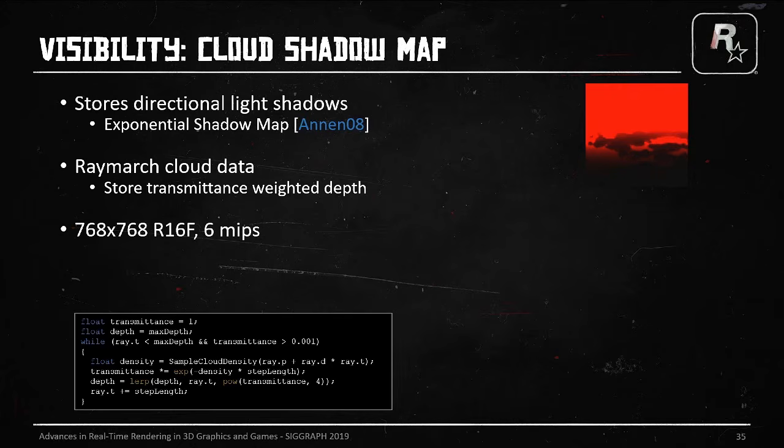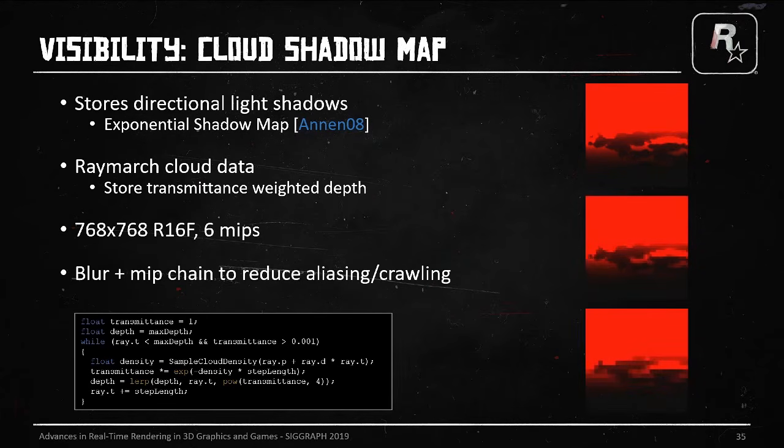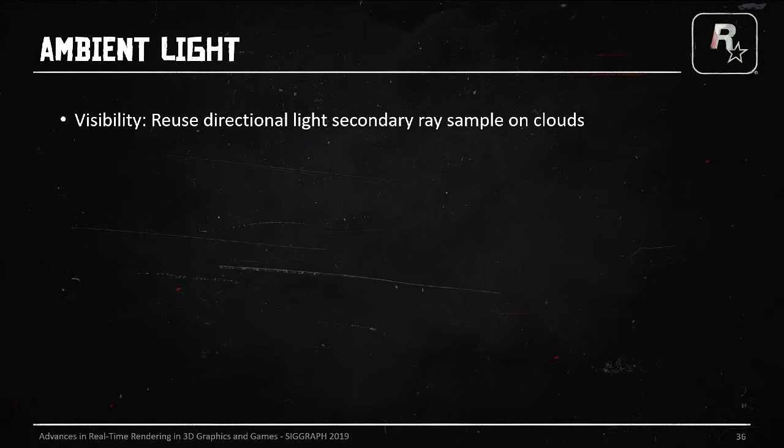We store this in a 16-bit float texture over 6 MIPs, which we then blur and generate a MIP chain from to reduce both aliasing and texture crawling. For ambient light, we reuse the directional light secondary ray samples for visibility, once again, to provide an approximation of the environmental density, because otherwise we'd have to cast rays in isotropic fashion into all directions.